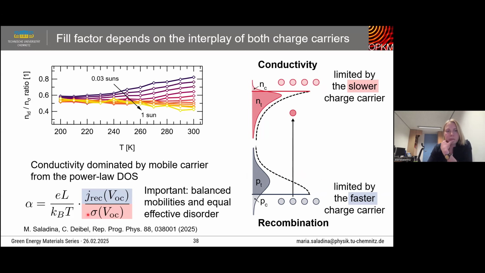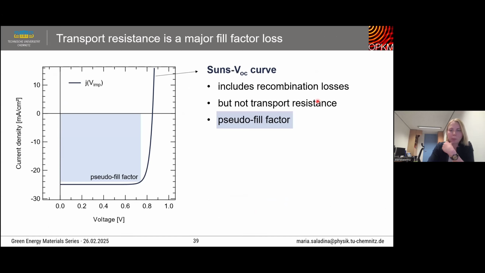Because the conductivity which is extracted from the JV curve should usually be dominated by the slower charge carrier, the slope becomes steeper for the larger voltage loss. It means that the recombination in PM6Y6 is dominated by faster charge carriers, whereas conductivity is limited by the slower charge carrier, which is coming from the power law density of states.